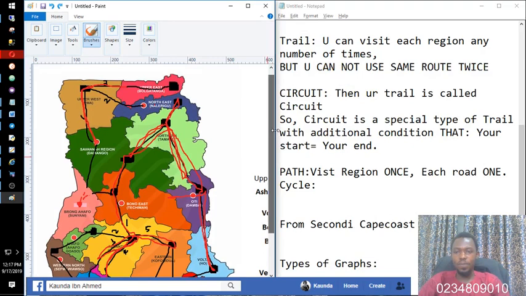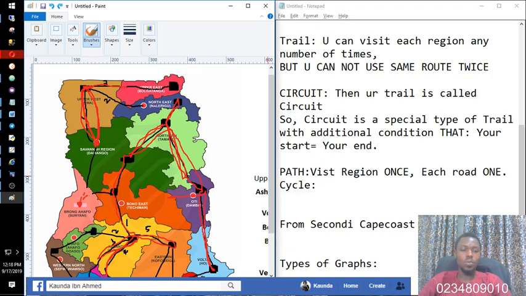This is different. There are three routes emerging from this Upper West, but they lead to different destinations. If you had a case like this, from Savannah to Upper West, you have two roads leading to that same town, that same point. It's not like you can pass here and get here, and then also pass here and get here. They are two different roads. Just the immediate town, or the immediate vertex, there are two roads connecting them.